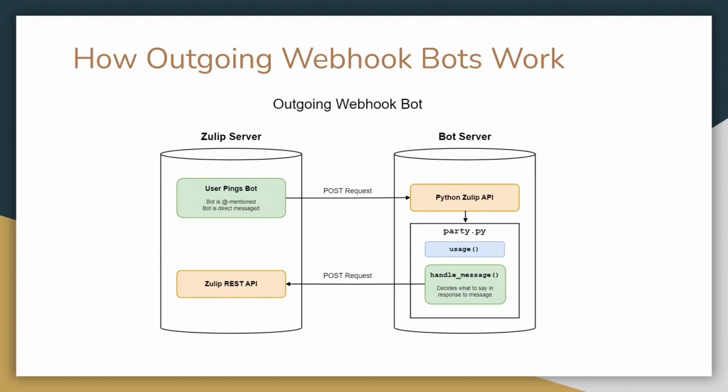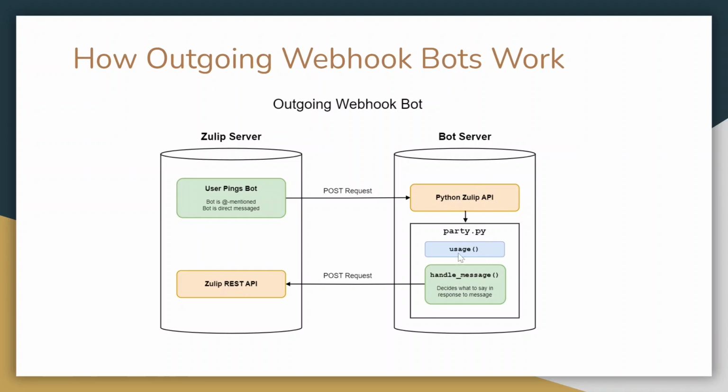And then the one we're talking about, as you can see here, outgoing webhook bots. They are used for whenever you @ them, they can send data and receive data. In this case, it kind of shows a little bit of the orientation. So you'll be dealing with the Zulip server and the bot server. You're going to be using the Python Zulip API. In our case, we're using party.py, which we'll show in a second.